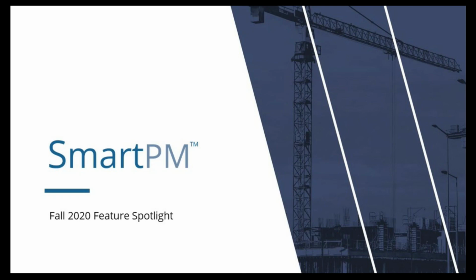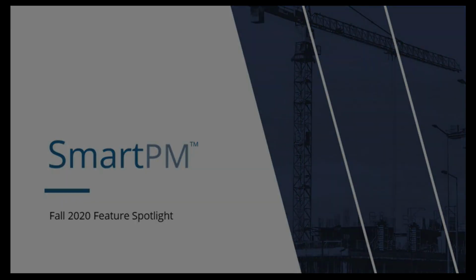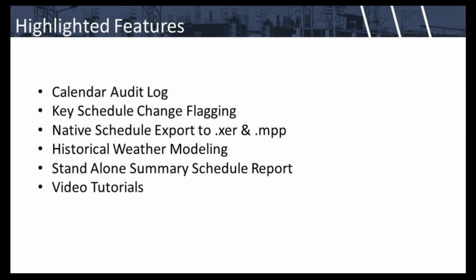Hey, and welcome to the Fall 2020 SmartPM New Feature Spotlight. Today we'll be going through all the new features that the SmartPM development team has been hard at work getting into the software for our customers to analyze their projects at a deeper, more meaningful level. Those features are the calendar audit log, key schedule change flagging, native schedule export to either XER or MPP out of SmartPM, historical weather modeling, standalone summary schedule report, and video tutorials. We'll also go over ways to use these new features to put them into perspective on how you, the customer, can use them in your analysis every day.